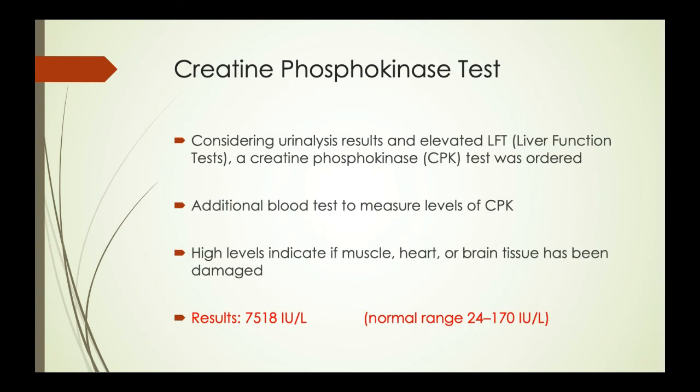Considering the patient's urinalysis results and elevated liver enzymes, a creatine phosphokinase test was ordered. This is an additional blood test that measures the levels of CPK within the blood, and high levels indicate that muscle, heart, or brain tissue damage has occurred. And as you can see here at the bottom, the patient had a very high level of CPK.